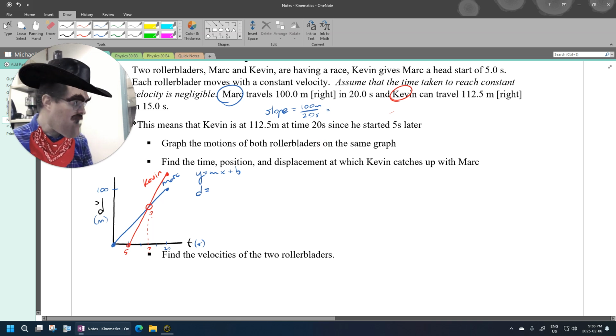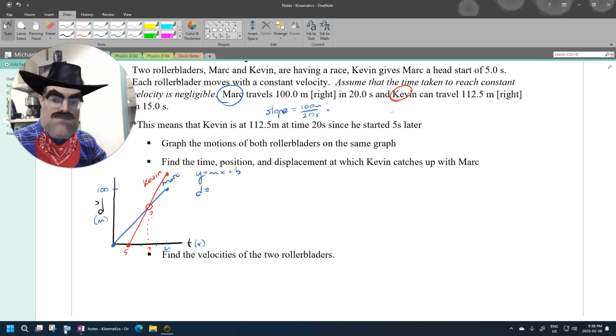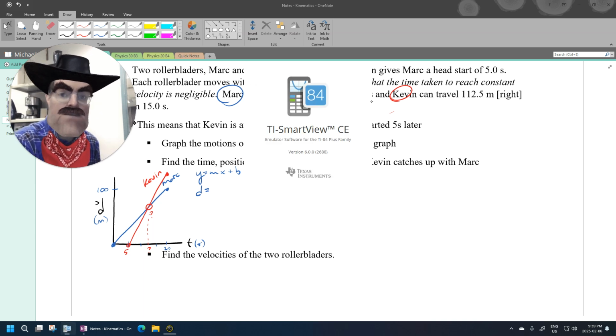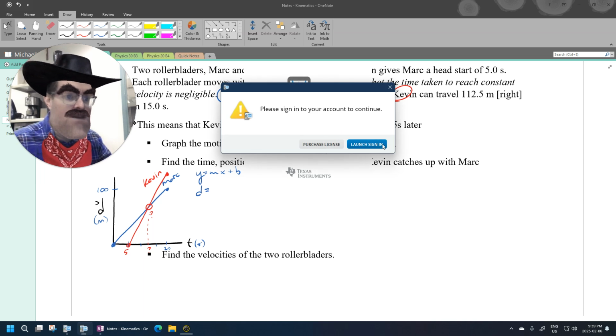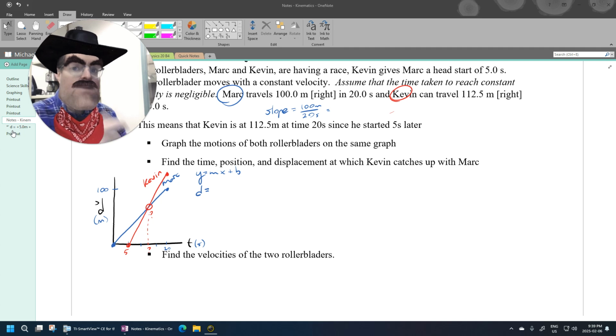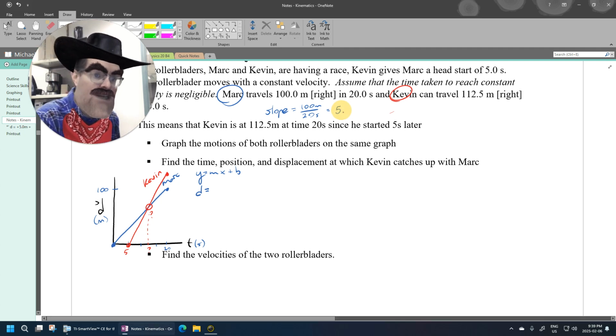Pull out a calculator. I guess I don't really need a calculator. This is going to be 5 meters per second. Okay, so 5 meters per second.